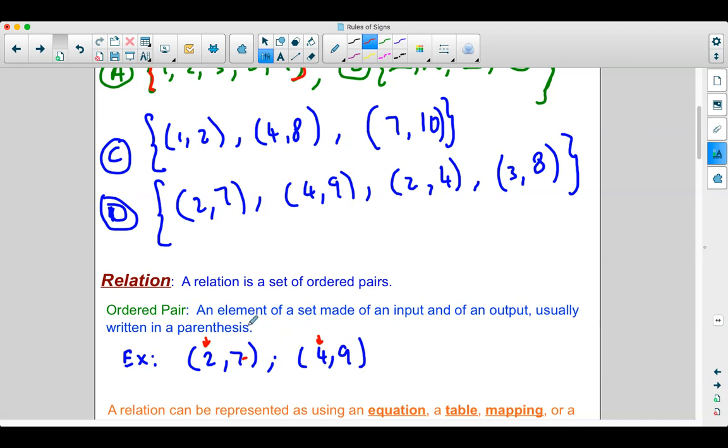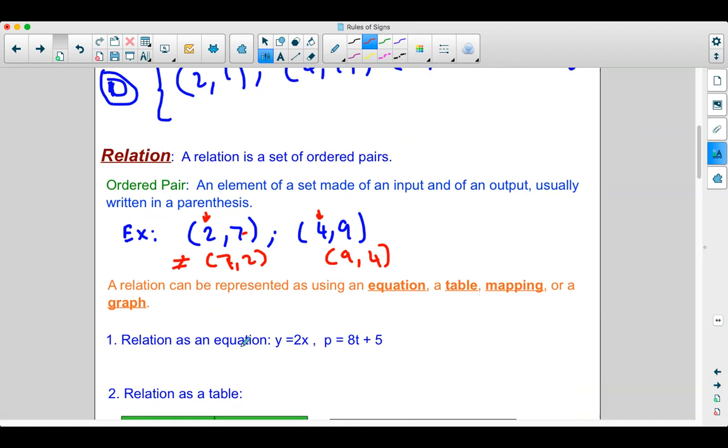The reason why these are called ordered pairs is because order matters. For example, writing (2, 7) would be different than writing (7, 2). That's a completely different ordered pair. So (4, 9) is not the same as (9, 4). So make sure that when you are writing an ordered pair, you write exactly what you mean. The input first, the output first, the x value first, the y value second.